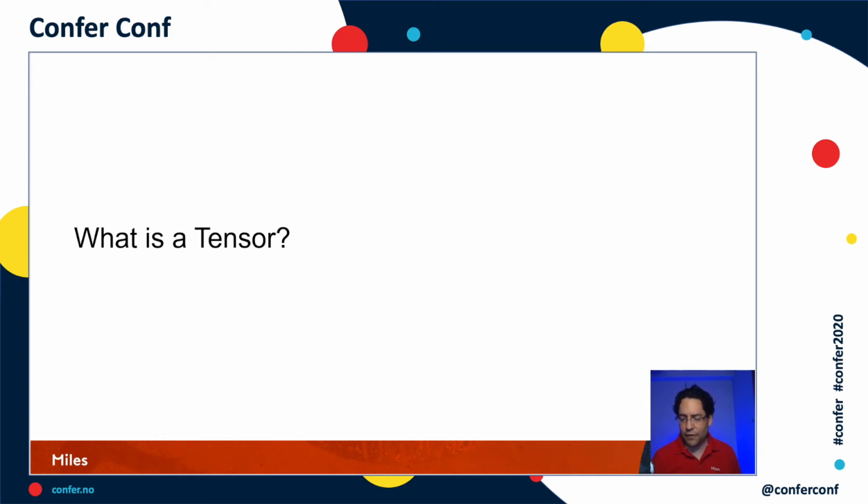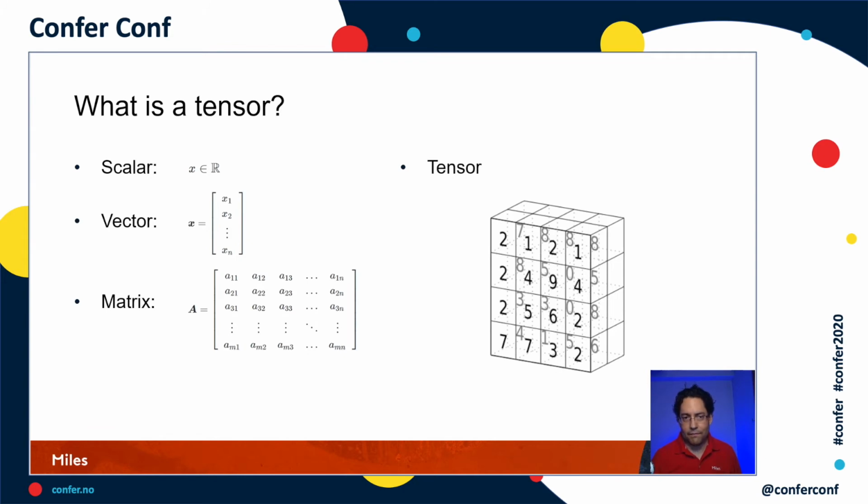So what is actually a tensor? Tensor is a term from mathematics. So we can differentiate between a scalar, which belongs to the real numbers, and the vector, which is a collection of numbers, or a matrix, which is like a two-dimensional vector, and a tensor, which is a multi-dimensional matrix.